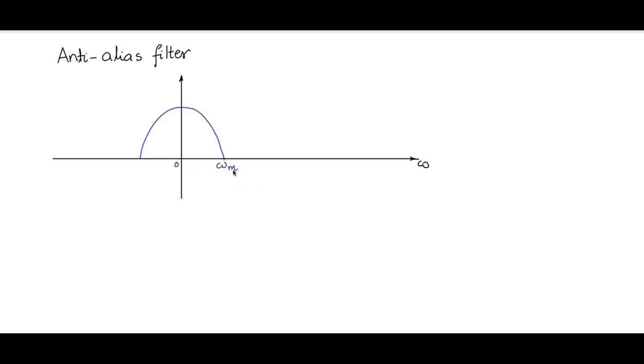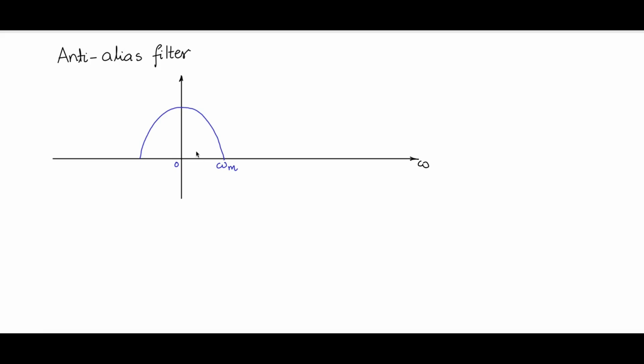Omega m I am using for the modulating signal. So let me call this a modulating signal. Omega m is the maximum value of the baseband signal. Beyond it, there are no frequency components for this baseband signal. So the composition is that it has various amplitudes of various frequency components from 0 to omega m. Beyond omega m, it is not there. So let us consider that. We call it a band limited signal. It is band limited to omega m.